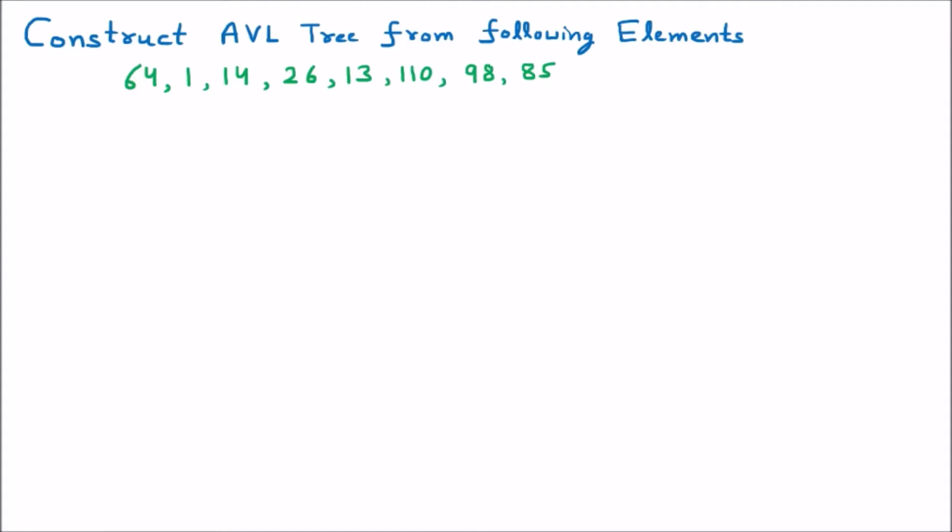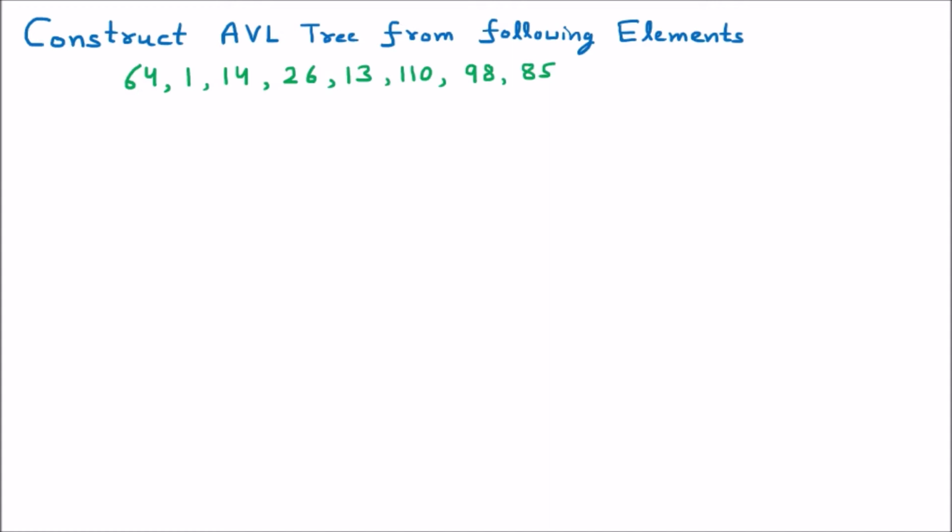Now we are discussing our next topic, which is to construct an AVL tree from the following elements. There are certain elements given to us like 64, 1, 14, 26, 13, 110, 98 and 85, and out of that we have to construct the AVL tree.